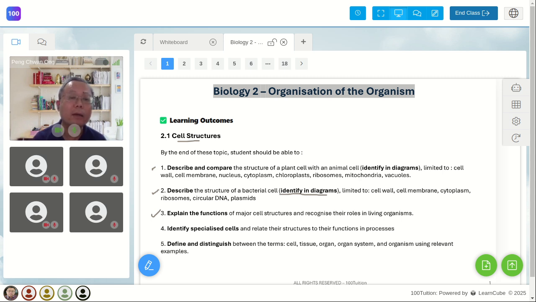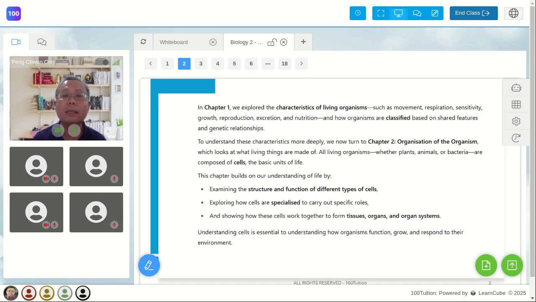Fourth, we identify the specialized cells, and we will relate their structures to their functions in the processes. Finally, we will define and distinguish between the terms cells, tissues, organs, organ system, and organism, and we'll give you some examples. Okay, let's start formally in this lesson. This is just an introduction: we studied the characteristics of living organisms in chapter 1, and now we want to understand these characteristics more deeply, and then we'll look at the cells.